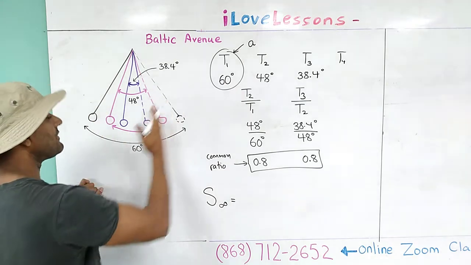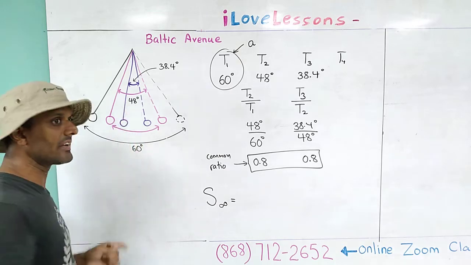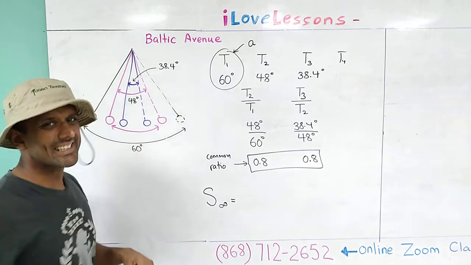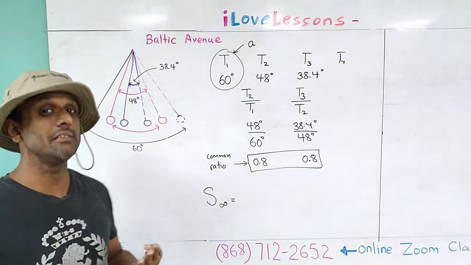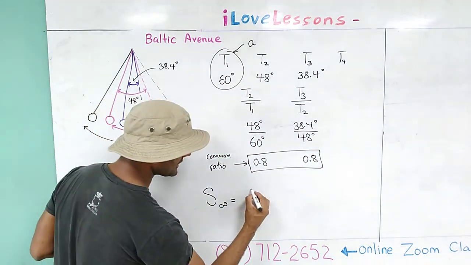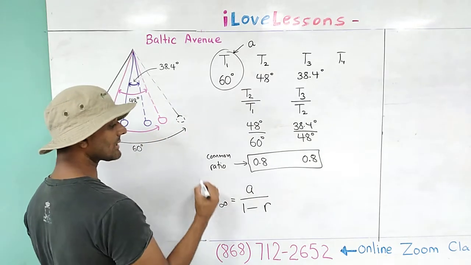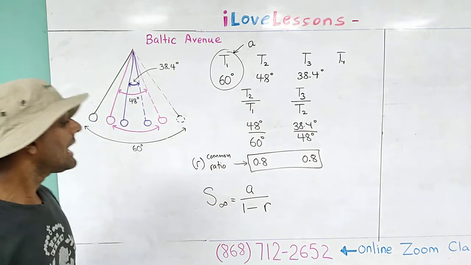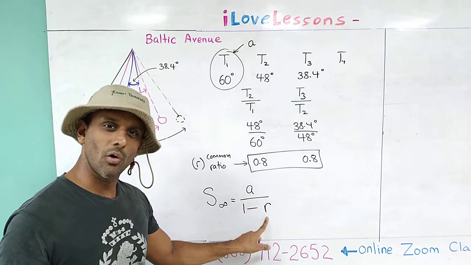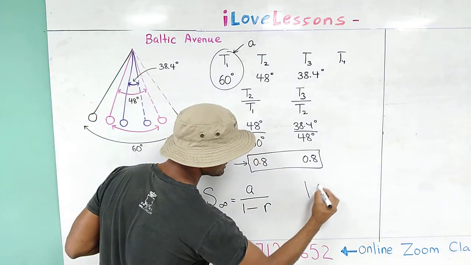Because technically, if this keeps happening, it will go on and on and on. In a perfect environment, the angle will just keep getting smaller and smaller and technically never stop. So it's really a sum to infinity. In geometric progressions, there is a formula for the sum to infinity. It's A divided by 1 minus R. Guess what R is? R is your common ratio. And for you to use this formula, the modulus of the common ratio has to be less than 1.